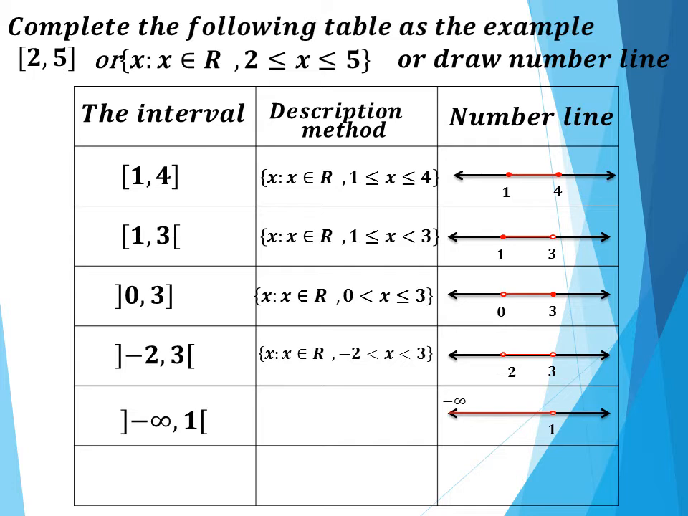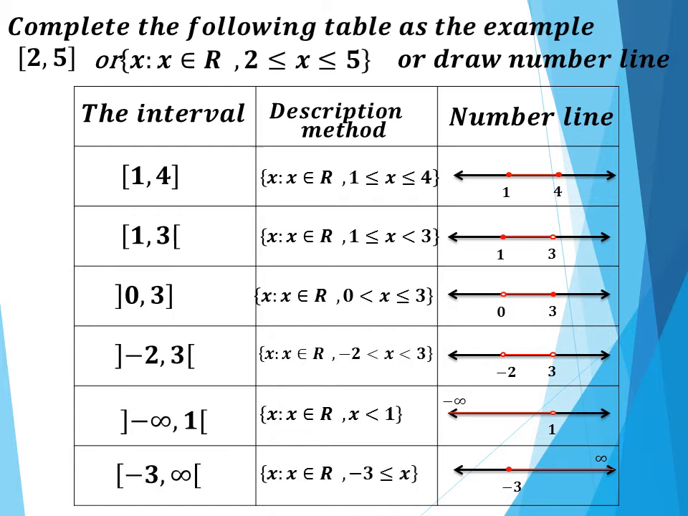What about (negative infinity, 1)? It means x less than 1, so x belongs to R and x less than 1. Here [-3, infinity) is negative 3 and all numbers greater than or equal to negative 3. Why or equal? Because negative 3 is closed. So we can write x belongs to R and x greater than or equal to negative 3. Negative 3 is closed, and infinity is always open.